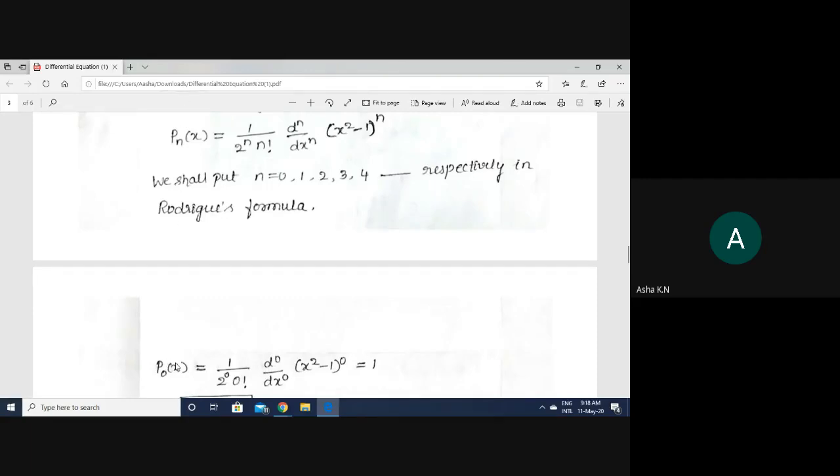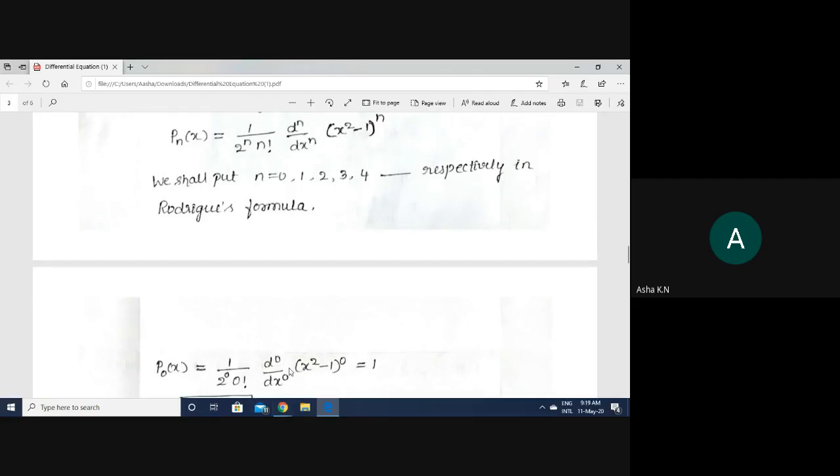P naught of x is 1 by 2 power 0, 0 factorial, d power 0 by dx power 0 of x square minus 1 whole power 0. Okay, what I have done is wherever n is there in Rodrigue's formula, I have taken 0. So you can see x square minus 1 whole power 0 is 1. And it's not differentiation, because d power 0 by dx power 0 means we are not differentiating at all. Zero times we are differentiating.